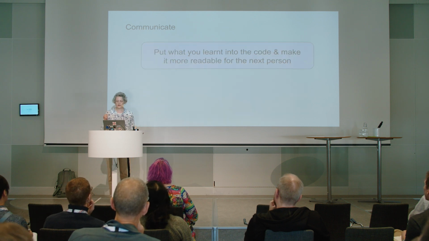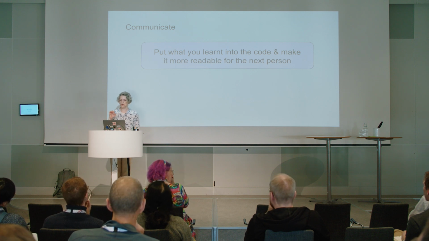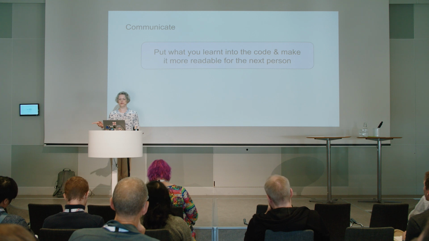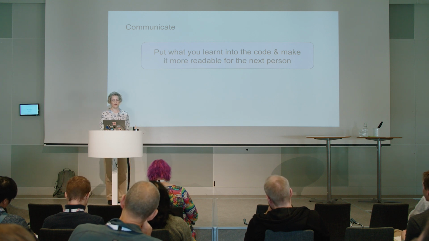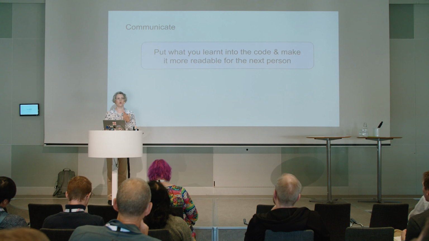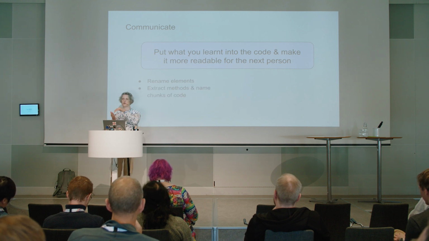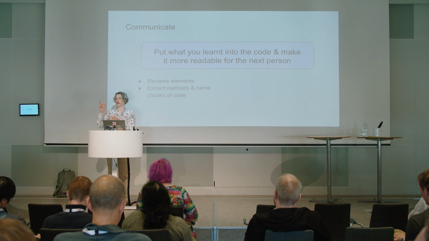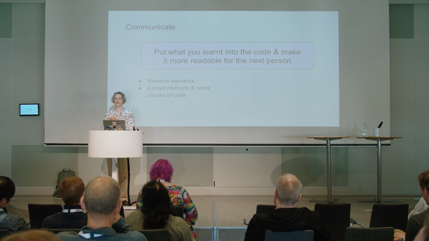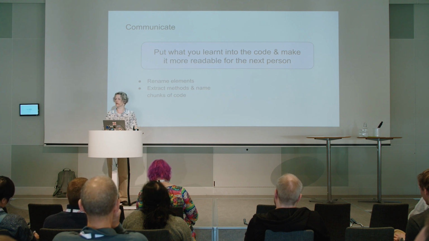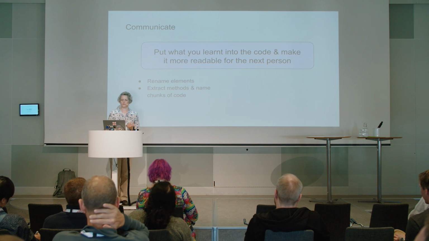So then the next strategy I wanted to mention was communicate. Put what you've learnt into the code and make it more readable for the next person. So part of this basically is, as you learn what the code does, put that information into the code by renaming things in the code. So we saw that before, when I was reading the code, a quick win was to extract a paragraph and name it as a method. I've now put that name into the code, and the next person won't have to scan for that paragraph. It's a named element that they can more easily find.